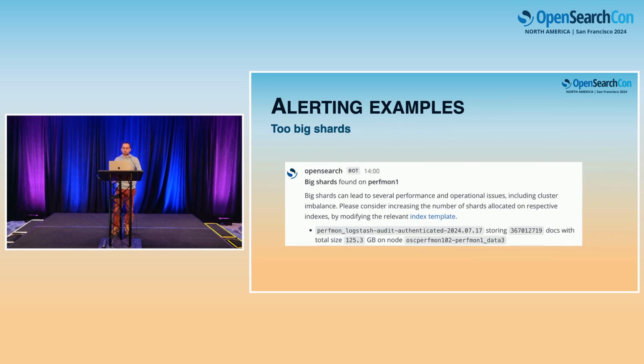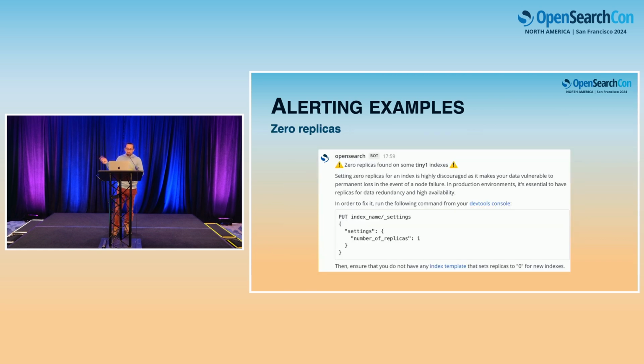Another example for big shards, again, you can set your thresholds. In our case, if a shard goes over 80 gigabytes, we start a bit to struggle, so we have an alert based on that. And as soon as a shard goes over, it would notify with the index name, saying that this is not good, and here's the index template you have to modify in order to overcome this.